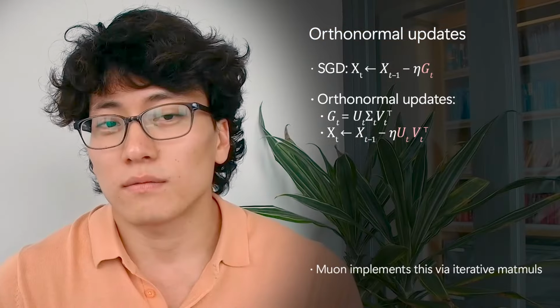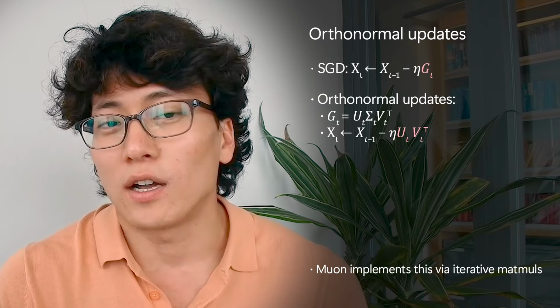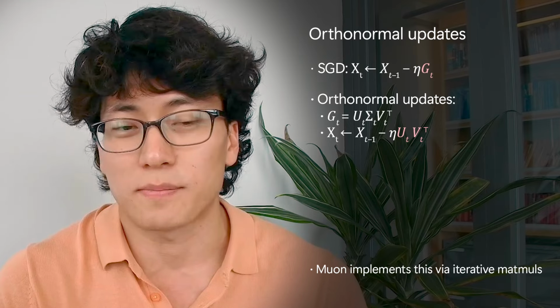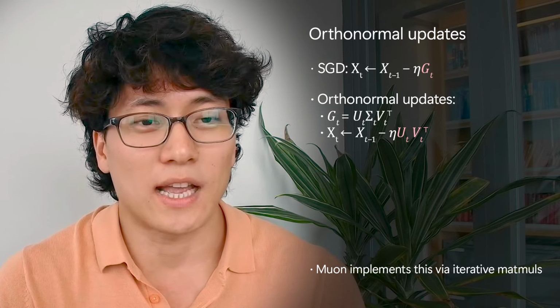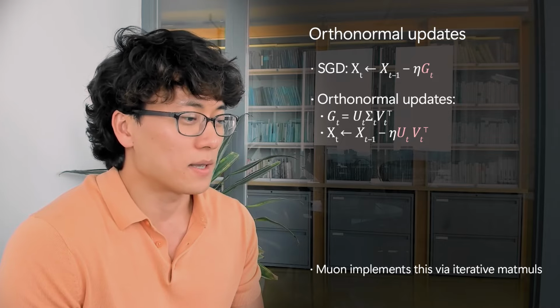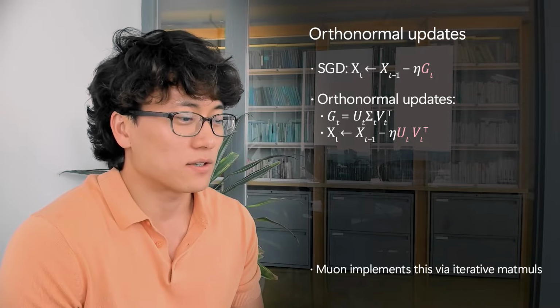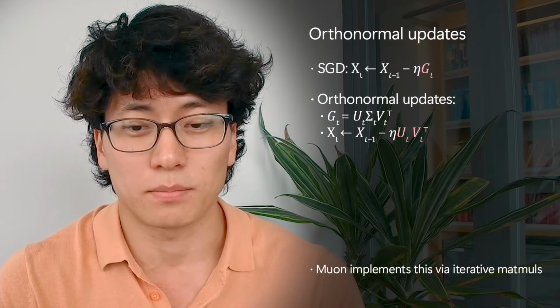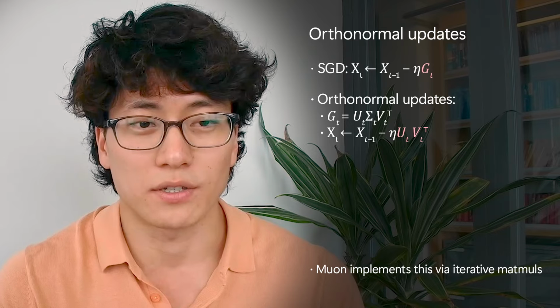At this point, people might wonder, isn't singular value decomposition too expensive for each step of the optimizer? In fact, the popular Muon algorithm implements this orthonormalization via iterative matrix multiplications called Newton-Schulz iteration.